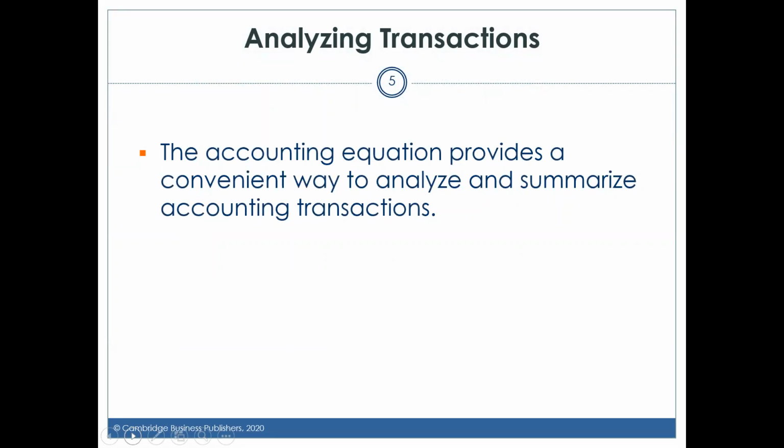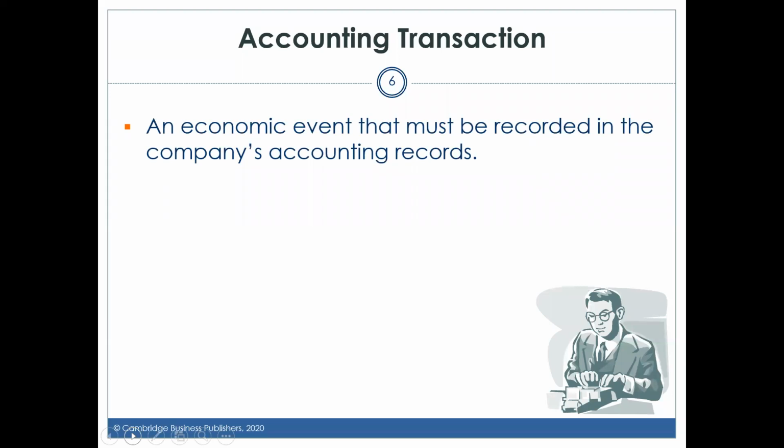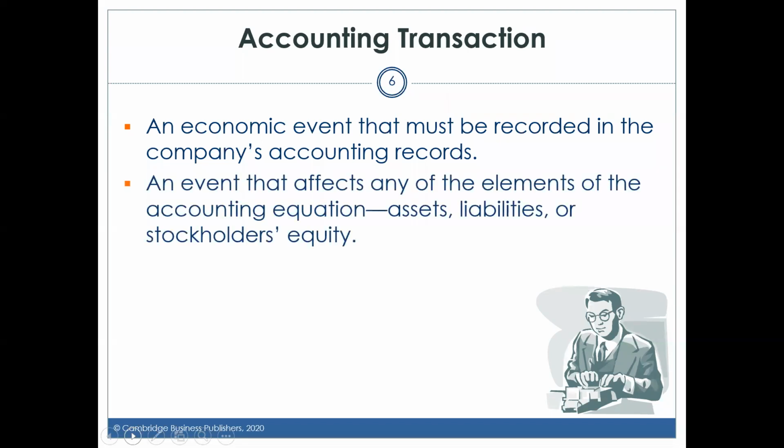So the accounting equation does provide a convenient way to analyze and summarize the various economic transactions that happen within a given period for a company. And you guys remember this equation. So every economic transaction the company engages in must be recorded in the company's accounting records, as long as one of the elements of the accounting equation is affected. If none of the three elements of the accounting equation are affected, then you don't record the transaction, of course.